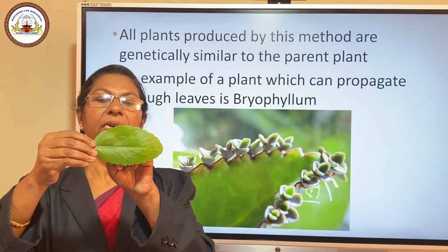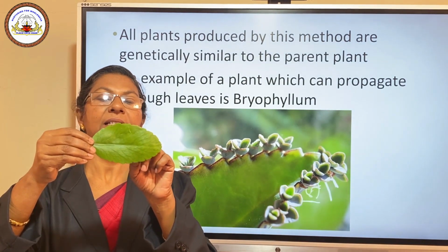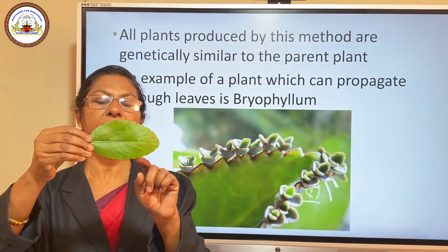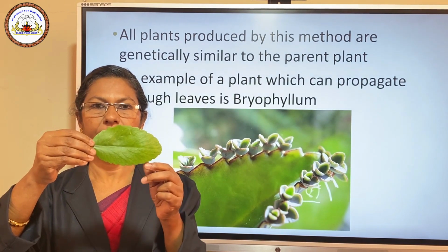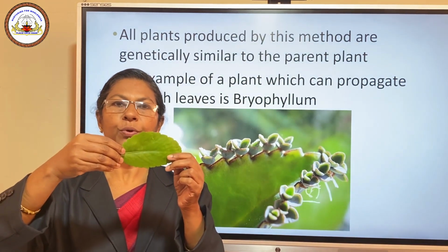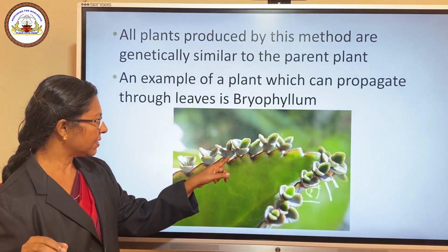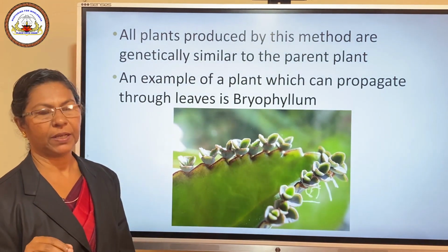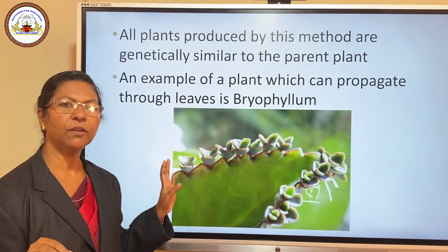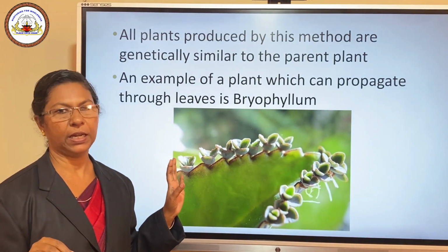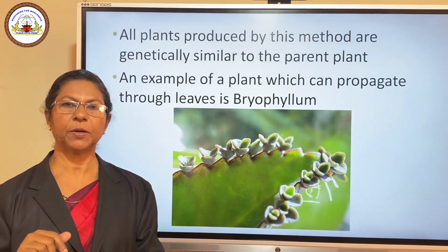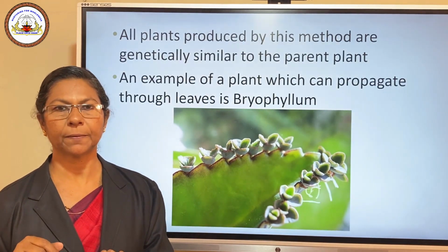Here you can see on the margin of the leaf there are certain notches, and from these notches small buds are developing, and these buds develop into new plants. Here a diagram is also given. On this margin you can see new buds developing. So this is an example of a plant which can propagate through leaves. The next method of vegetative propagation is what you have heard about, tissue culture.